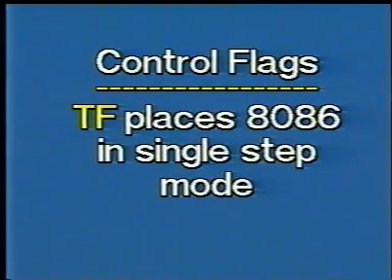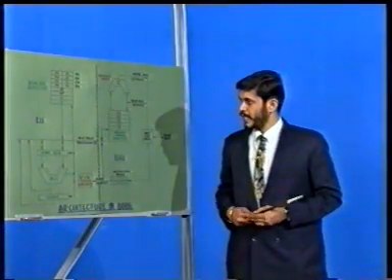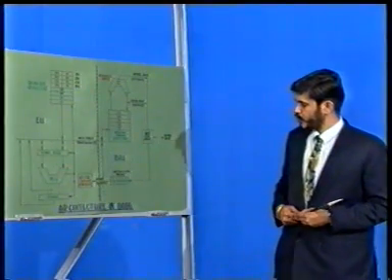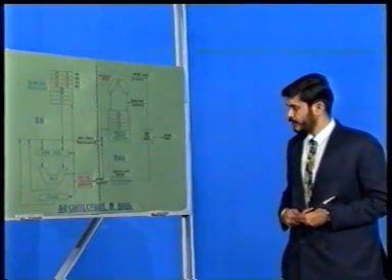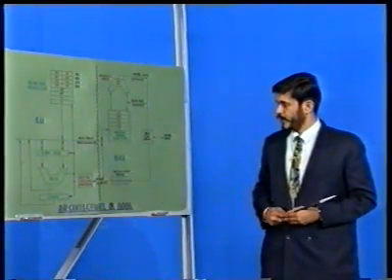Number 3, TF, trap flag. TF equal to 1 places 8086 in single step mode and is useful in debugging. Having seen the details of the execution unit, let us now proceed to the other part of the architecture, that is, the bus interface unit.